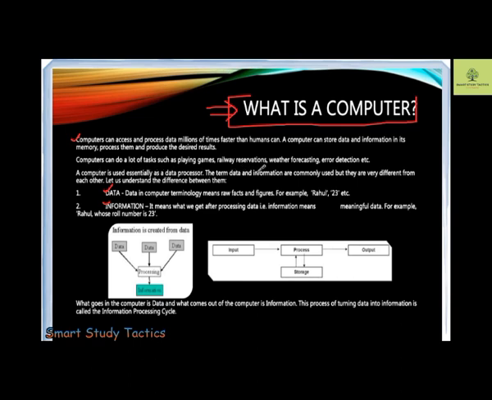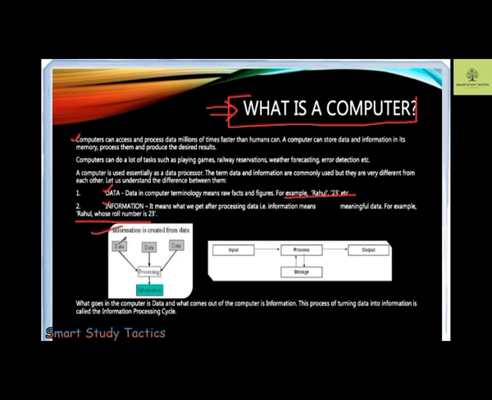The terms data and information are commonly used, but they are very different from each other. Let us understand this one. Here I gave you an example, Rahul 23. What is Rahul 23? It could be an age, a roll number, or a serial number. Because it is just in your mind, that's why it is data. When you purify this, it becomes information. For example, Rahul whose age is 23. That is information.